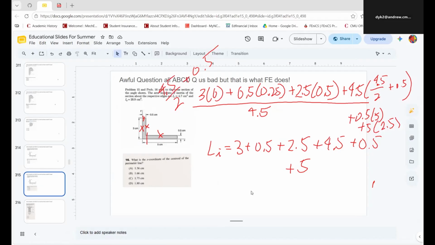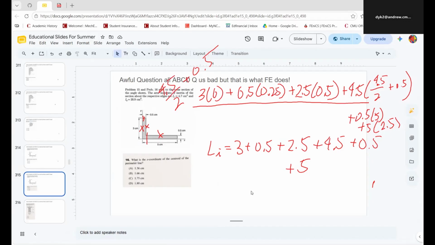Let's just do the top individually and try to figure out where I messed up. Yeah, I think I just messed up somewhere. Oh, no. Wait, let me double check all this. 3 plus 0.5 plus 2.5. Did I get something wrong here? No. Okay, so 5 plus 0.5 plus 2.5 plus 4.5 plus this. Okay, 3 plus 0.5 plus 4.5 plus 0.5 plus 5. Okay, I definitely got this wrong. Something's wrong about this, because I think I got too small of an answer.